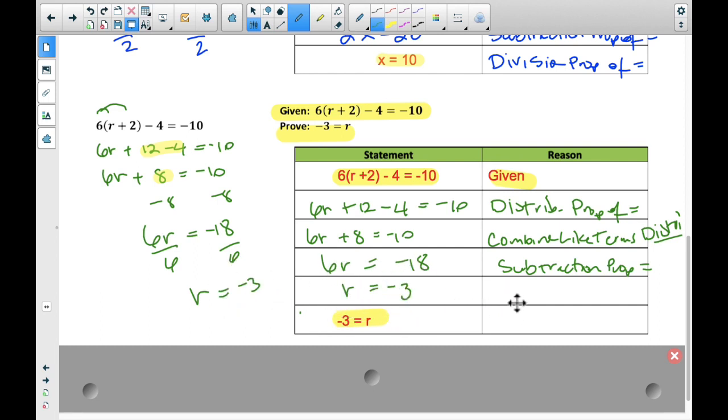And that gives us r equals -3. How do we get that? Because we divided.